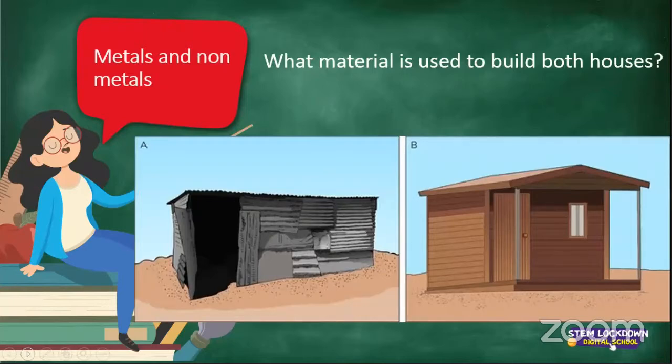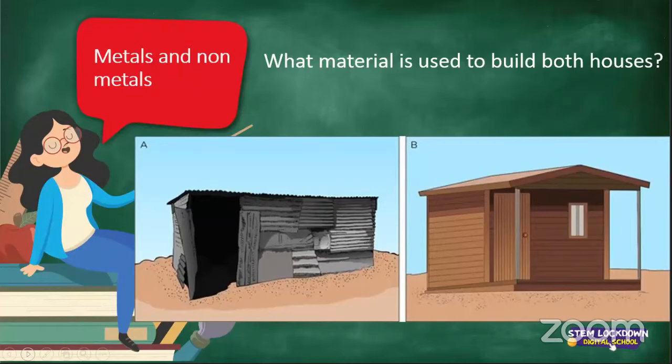Now, let's look at these pictures here. You can raise your hand if you want to speak and my host will unmute you. What material do you think is used in picture A? Is it a metal? Is it a non-metal? It's a metal. Good, well done. So it's made out of tin.